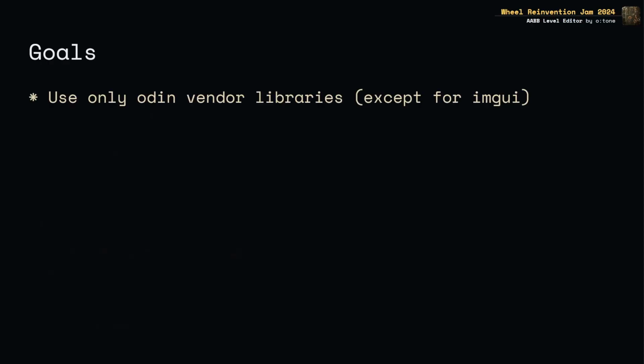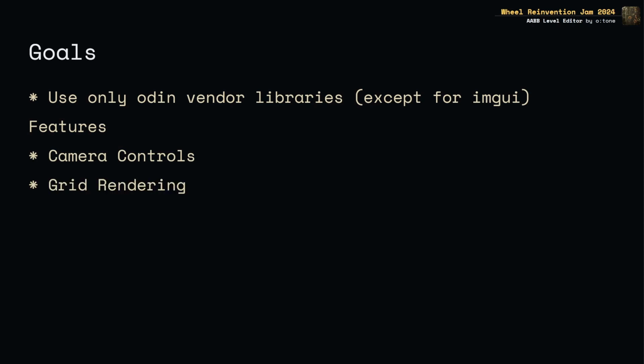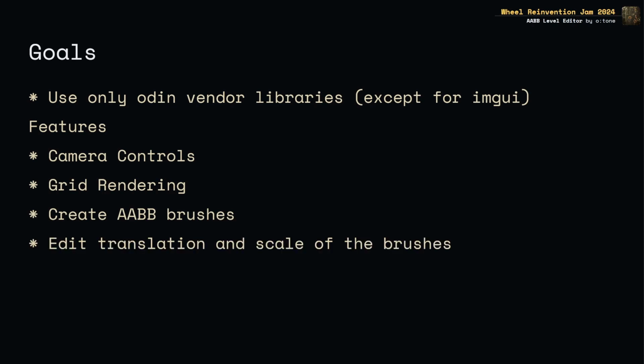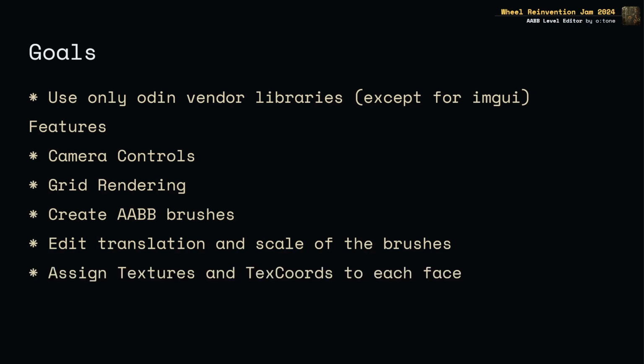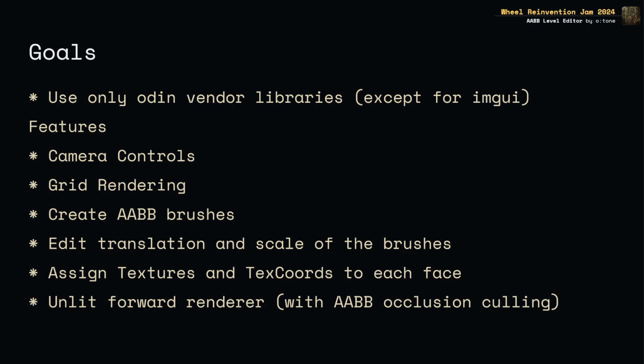So these are the goals for the project. Ideally, I wanted to use only the Odin vendor libraries to focus on learning the language. In terms of features, I wanted to have a simple 3D camera and a grid, and functionality to add brushes. For the brushes, I wanted to add basic editing capabilities, like translating, scaling, and assigning textures. In terms of rendering, I wanted to use a forward renderer, ideally also with occlusion culling, but this I didn't manage in time during the jam. So it ended up being a pretty brute force, naive renderer.